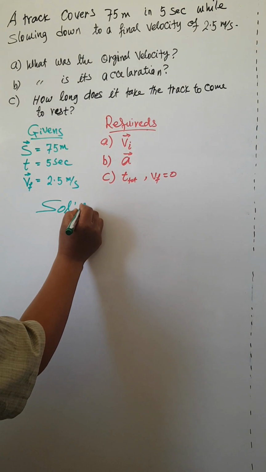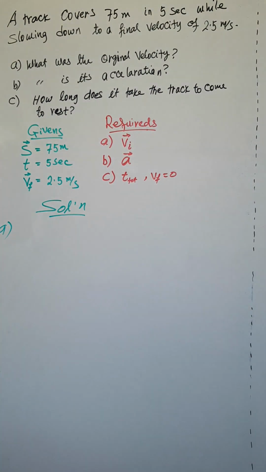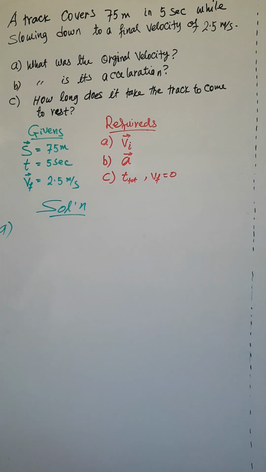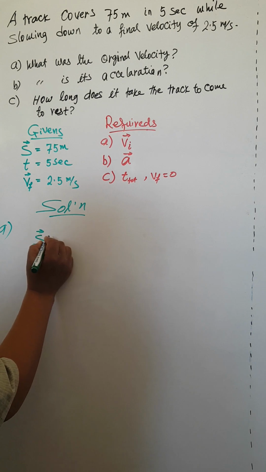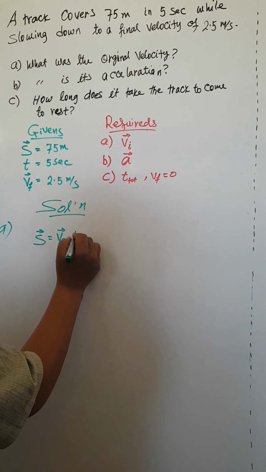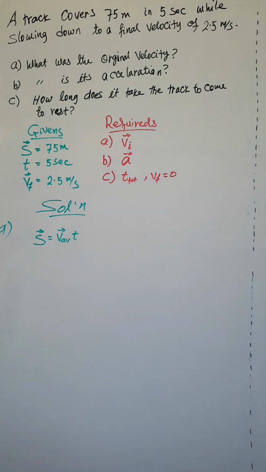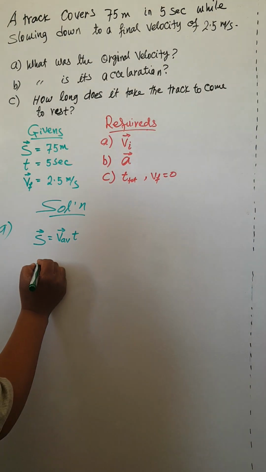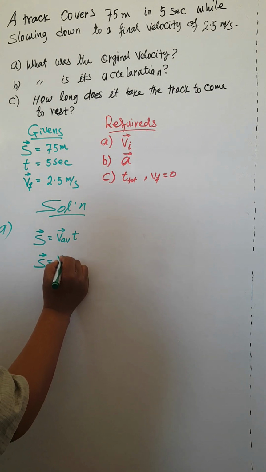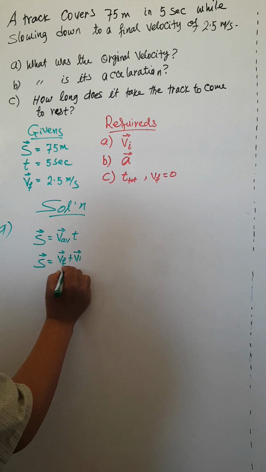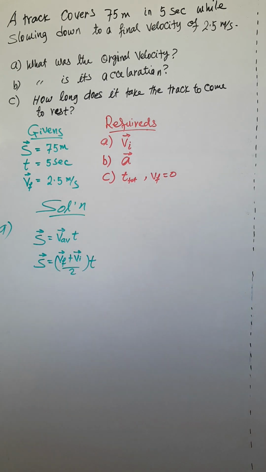Here we have the solution for A. You should remember one of the fundamental formulas or equations in kinematics. From this general formula, S is equal to VAV times T, we can have this: displacement is equal to (VF plus VI) divided by 2, multiplied by T.